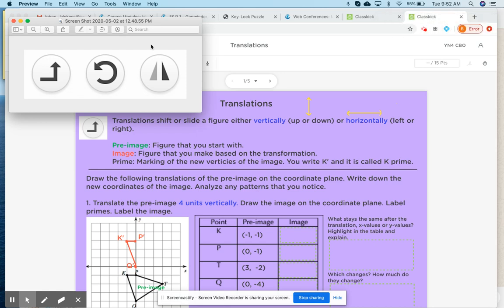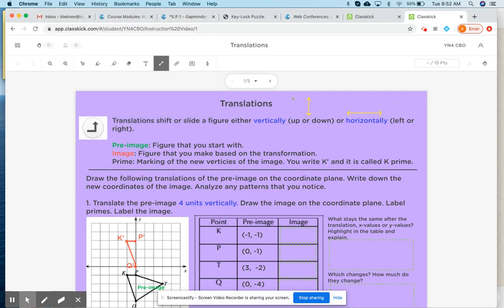So we are learning about the 3 types of transformations that you practiced in our last lesson doing the key lock game. So the very first one that we're going to name is this one right here, and it has a name, and it is called translations. Translations, kind of like a translation of a word. So translations shift or slide a figure either vertically or horizontally.